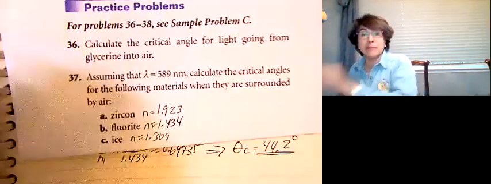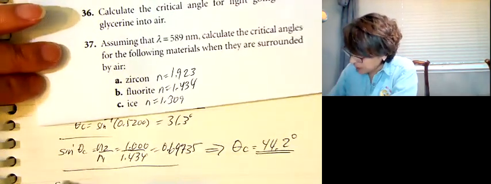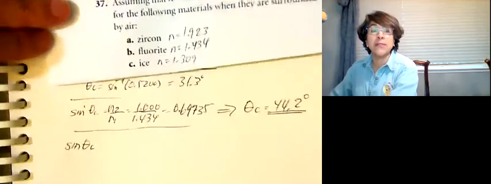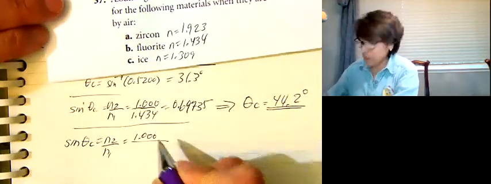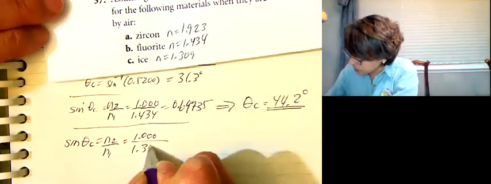All right, let's do the last one in this problem. It's ice. You can probably prove this yourself. We've got the sine of the critical angle is N2 over N1, where N2 is the second medium, air, and N1 is 1.309. Let's see what that is.